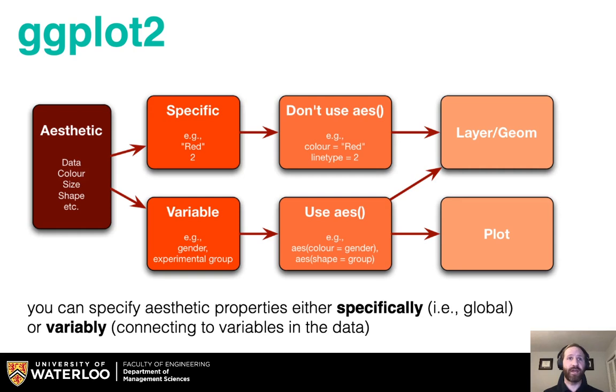So you can say color equals red, or size equals 2, and then that will go towards the layer of the geom. And if you use aesthetics to map to a variable, you could say gender is mapped to color. Let's say you have a discrete representation of gender, then that might be a way to represent it. An experimental group might also be a good one to represent by color, or possibly location if you can afford that, etc. And so you can use the aes function to assign the color to the data variable name, and then you can plot it.